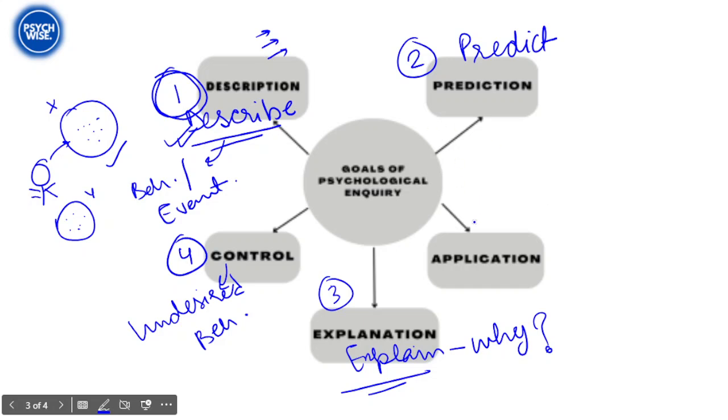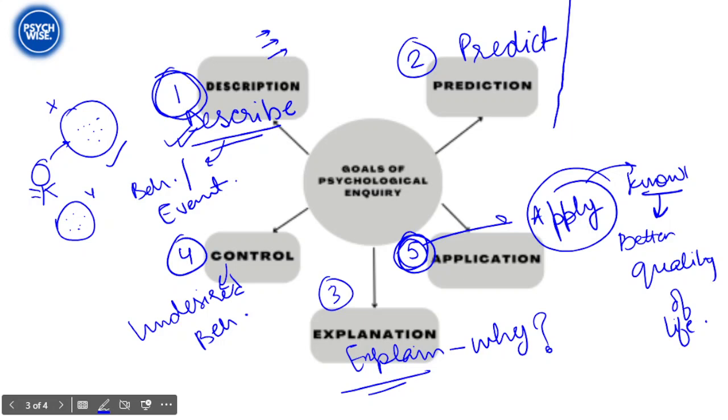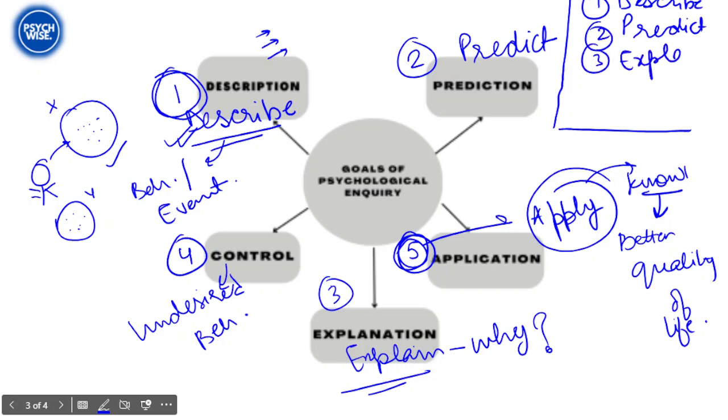Okay. Then the last but the most important goal of psychology, that is to apply. Apply the field, apply the knowledge, apply what you've learned here, what you know, to get a better quality of life. So those are the 5 goals of psychology. Let me write them over here. First is to describe, predict, explain, control, and apply. So these are the 5 goals of psychology.